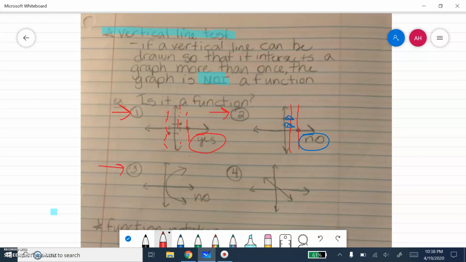So we look at number three. If you draw a vertical line through there, then it again touches it in two places, here and here. Okay. And so that tells you, no, it's not a function. If we look at number four, if we draw a vertical line through that, it only touches it once there, once there, once there. No matter where you put a vertical line, it only touches it once. And so, yes, that is a function.